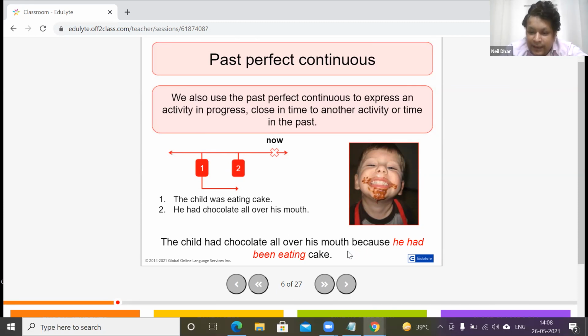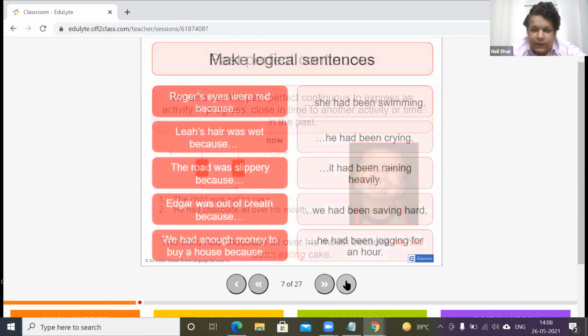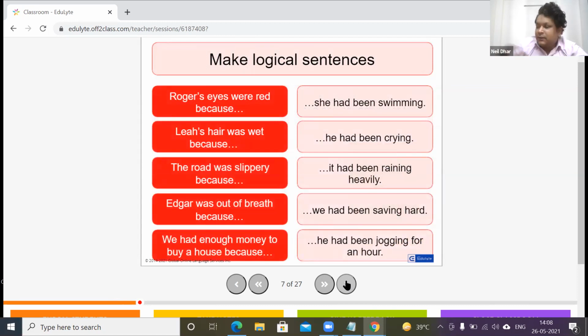But he was eating in a continuous state. Maybe he was eating for 5, 10 minutes, or he was eating the whole day yesterday. So again, it was continuous, but it's in the past. Let's look at more examples. Let's make logical sentences.